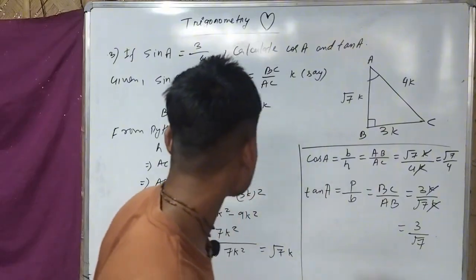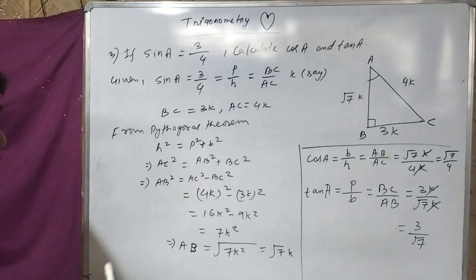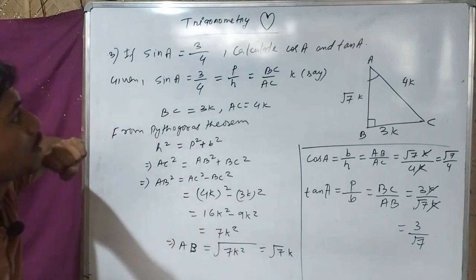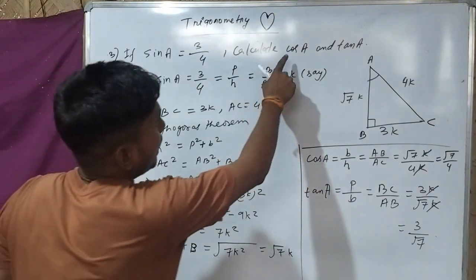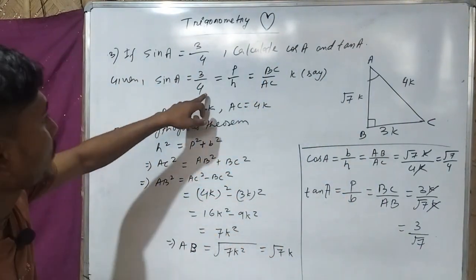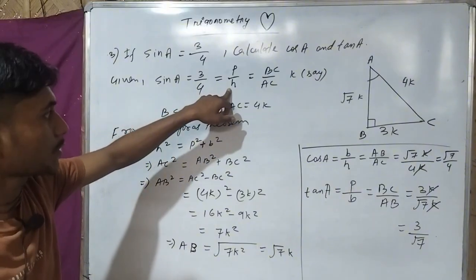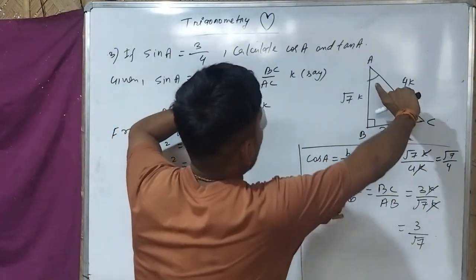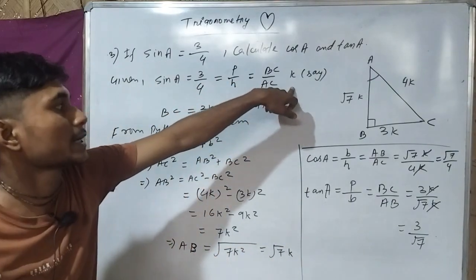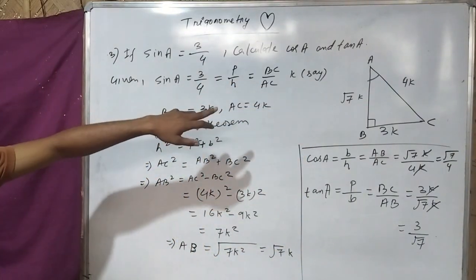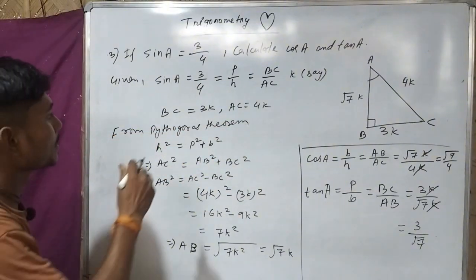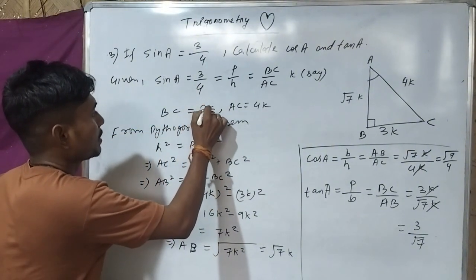So next, you understand? So see, sine is given 3 by 4. This angle is given 3 by 4. Calculate the cos A and tan A. Sine formula is perpendicular by hypotenuse. So with respect to the angle, this is the perpendicular and AC is the hypotenuse. Let's say K, then BC will be 3K and AC will be 4K.